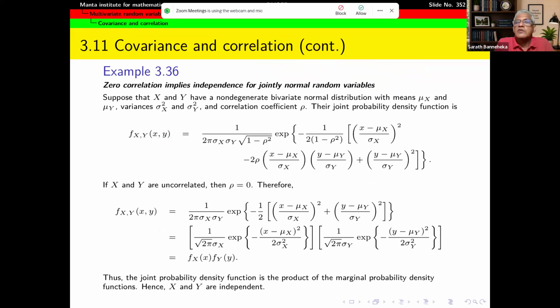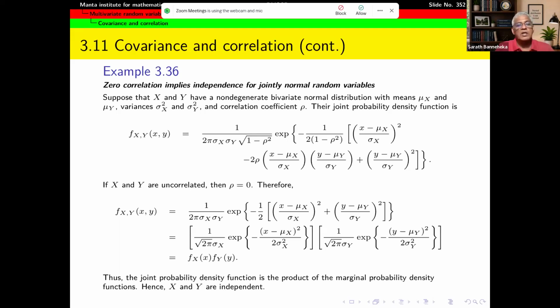Right. So suppose x and y have jointly a bivariate normal distribution with means mu x and mu y, variances sigma x square and sigma y square, and correlation between x and y given by rho. So then the bivariate joint density function is written like this. This is the joint density function of a bivariate normal distribution. It contains mu x, mu y, sigma x, sigma y here, and also rho appearing here. And rho appearing here also.